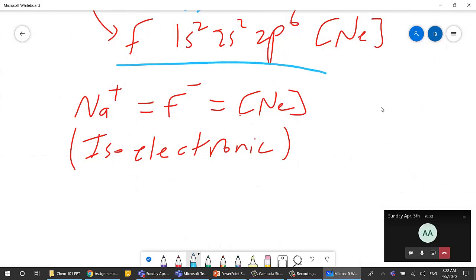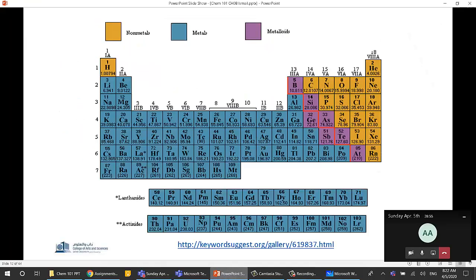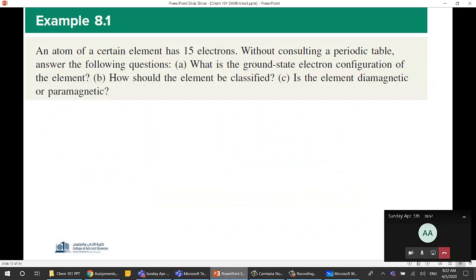So the sodium cation, the F anion, and neon have the same number of electrons, but they are different in their number of protons, because we're not playing with the protons here. When sodium loses an electron, it does not mean that we are playing with the protons. The protons and the neutrons are the same. I think we've gone over this in chapter 3.